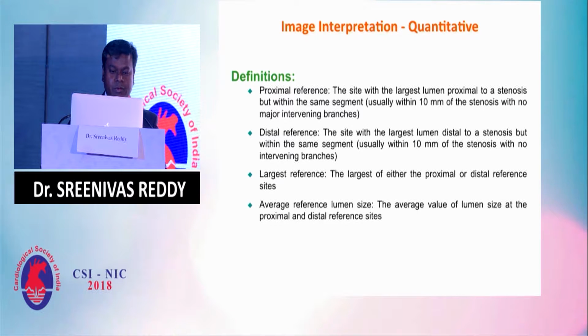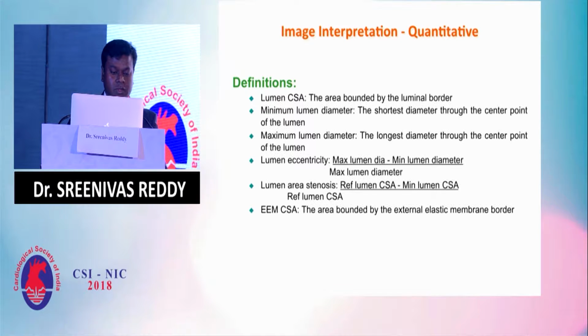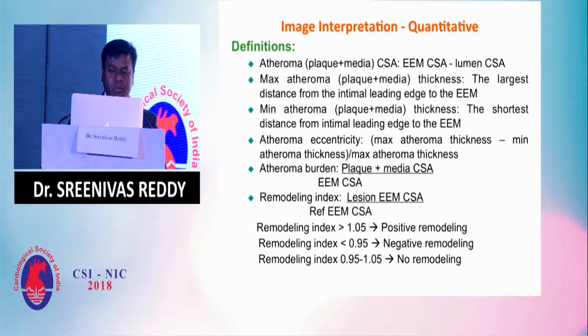And these are some of the things which you look for, like the proximal reference, distal reference, largest reference, and average reference. As I told you, you can calculate the eccentricity, area of stenosis, and plaque burden. One of the important things is the remodeling index: positive if it is more than 1.05, negative if it is less than 0.95, and no remodeling if it is in between.